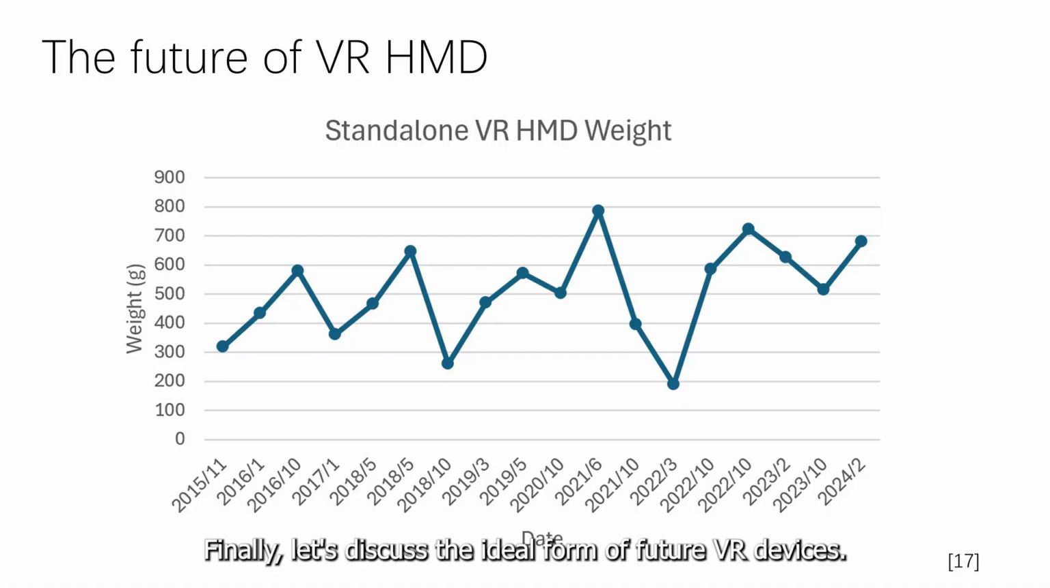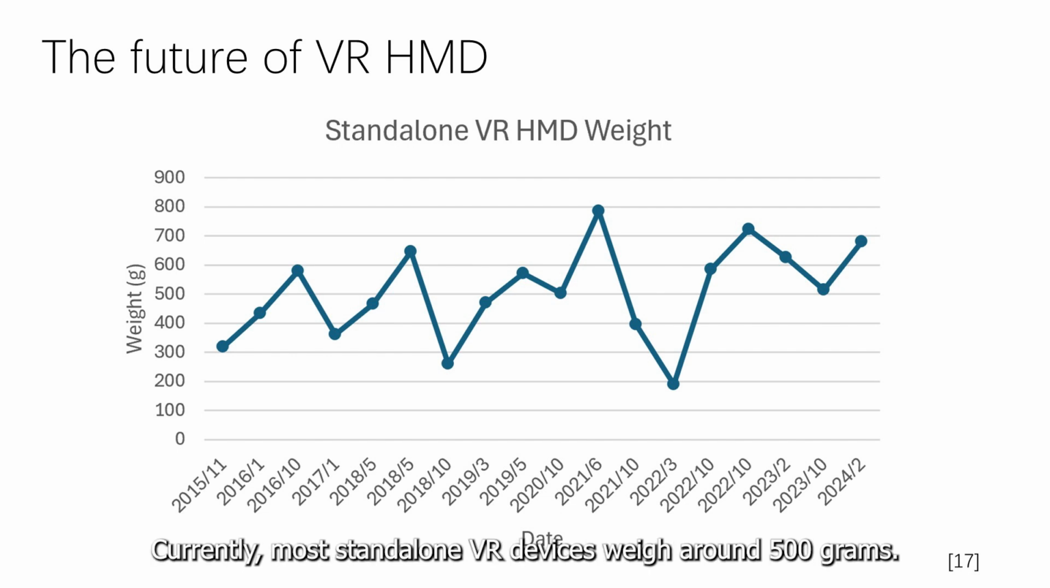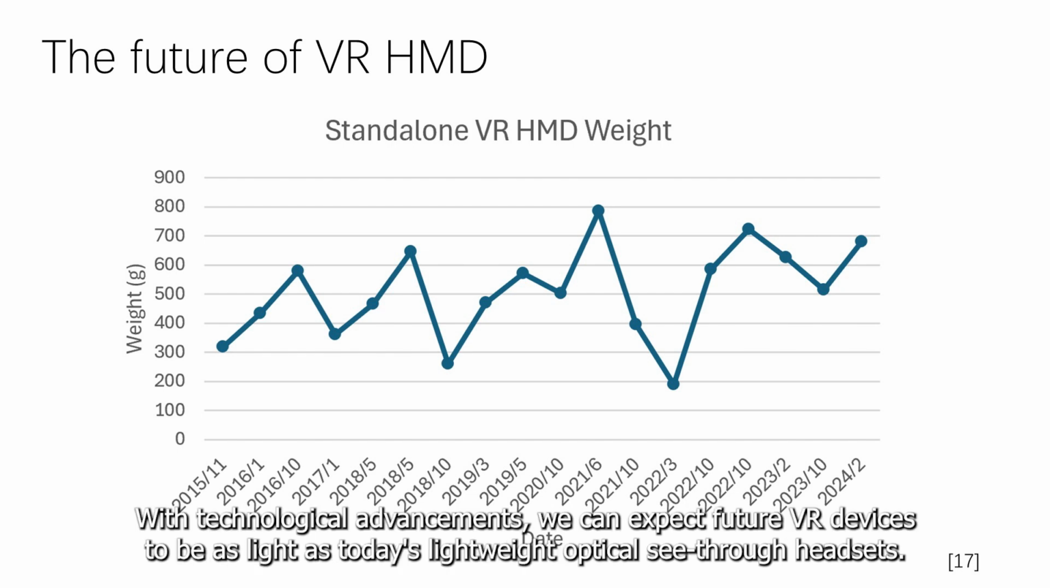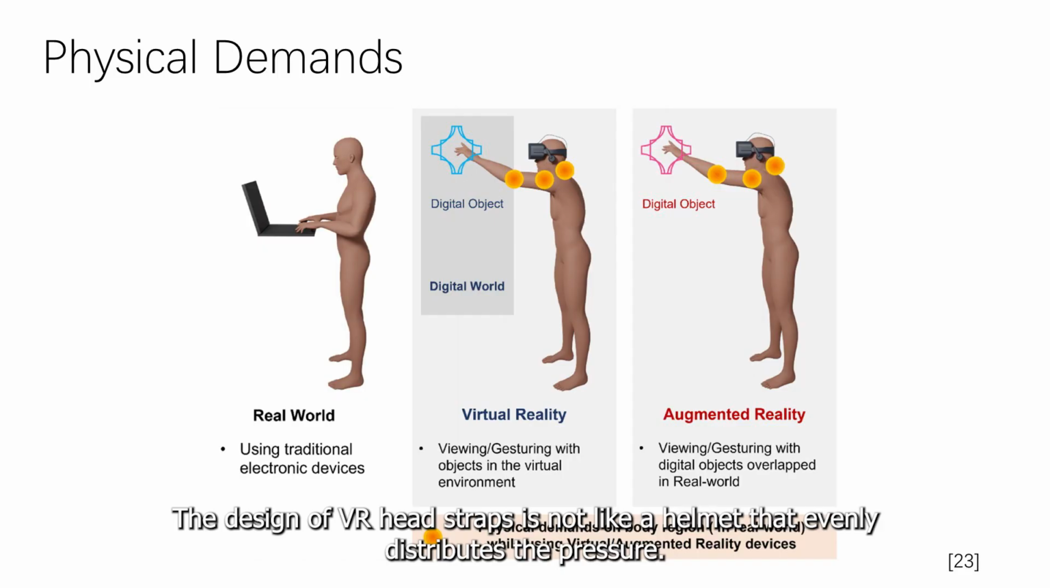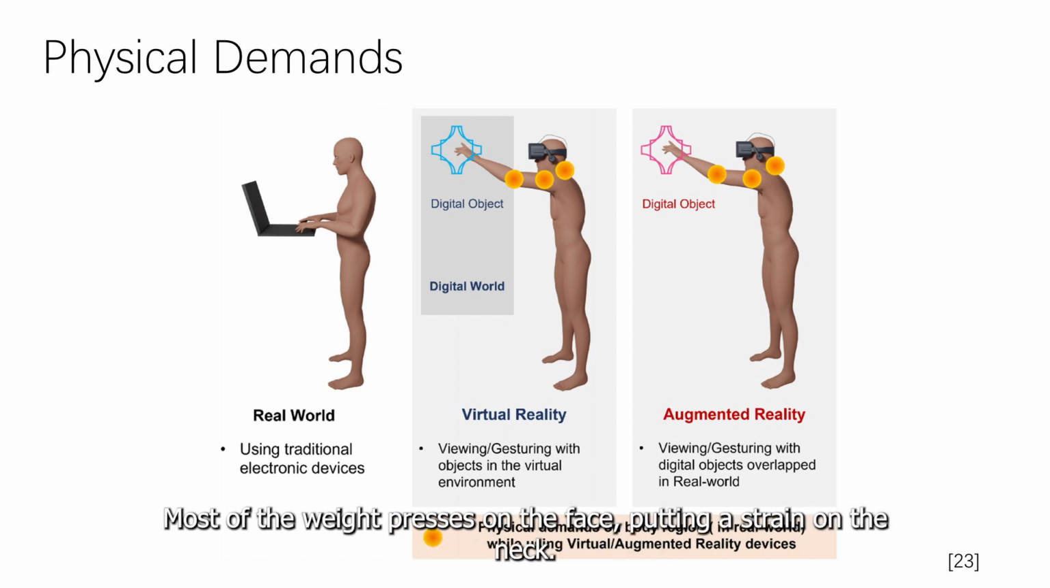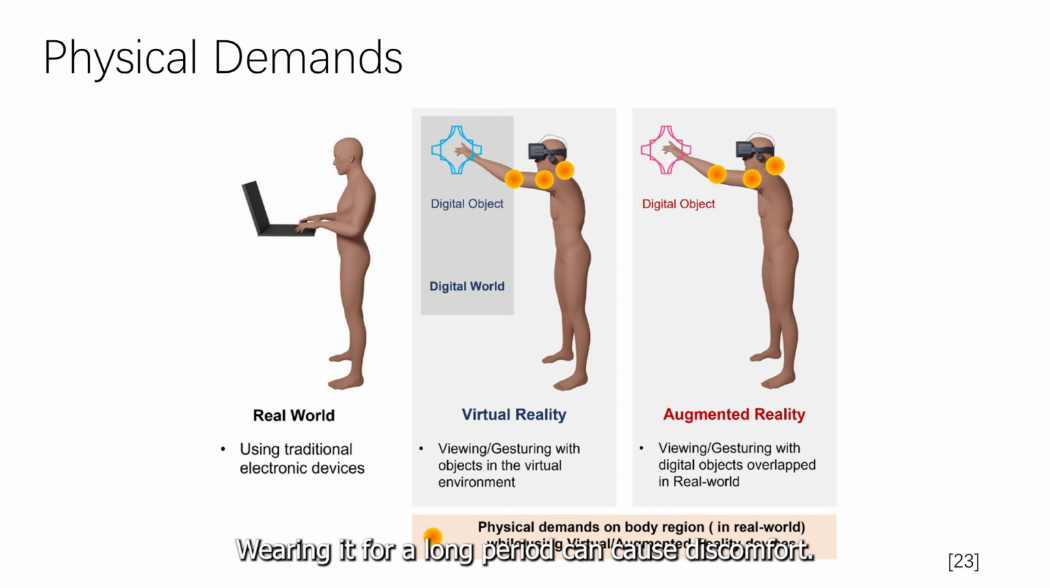Finally, let's discuss the ideal form of future VR devices. Firstly, a lightweight design is essential for prolonged use. Currently, most standalone VR devices weigh around 500 grams. With technological advancements, we can expect future VR devices to be as light as today's lightweight optical see-through headsets. The design of VR head straps is not like a helmet that evenly distributes the pressure. Most of the weight presses on the face, putting a strain on the neck. Wearing it for a long period can cause discomfort.